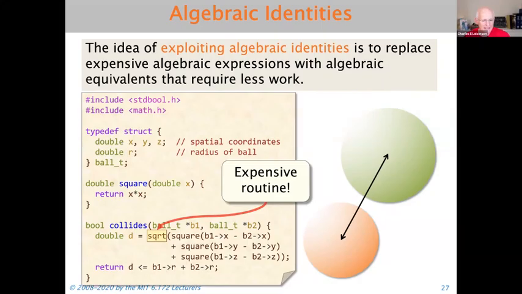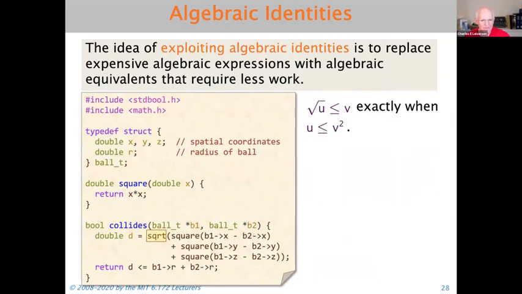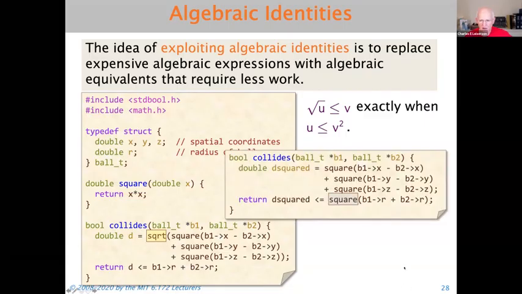Now, the algebraic identity we're going to use is pretty simple. For positive numbers, the square root of a number u is less than or equal to a number v exactly when u is less than or equal to v squared. And v squared is a lot cheaper to compute because it's just a multiply. So we can rewrite the collides code to make the computation cheaper, using the square.